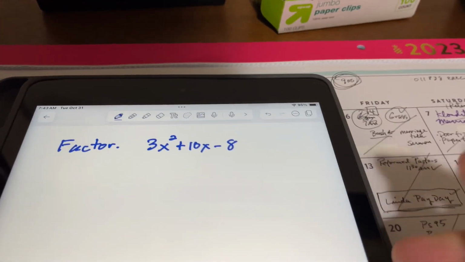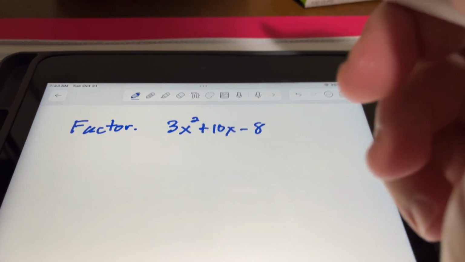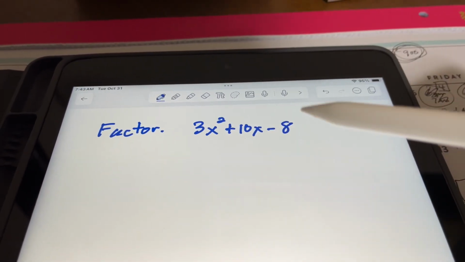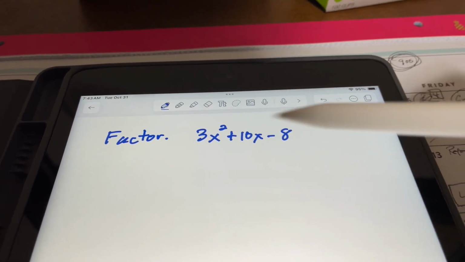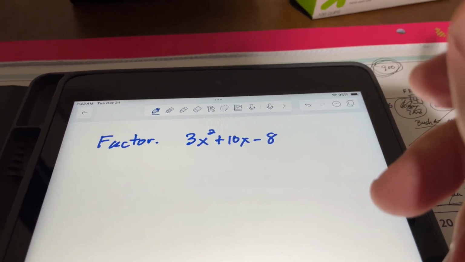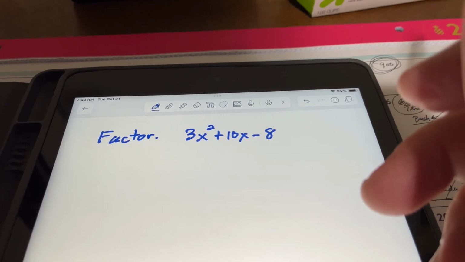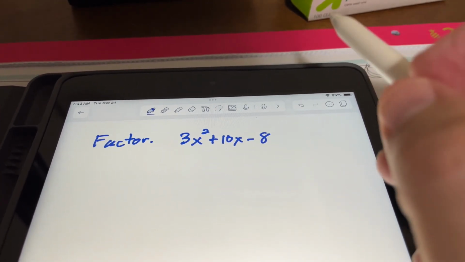Okay, let's consider how to factor something like this. So it is a trinomial. That means it has three terms. So 1, 2, 3. So it's a trinomial and we're factoring. Anytime we're factoring, we want to try to factor out the greatest common factor.